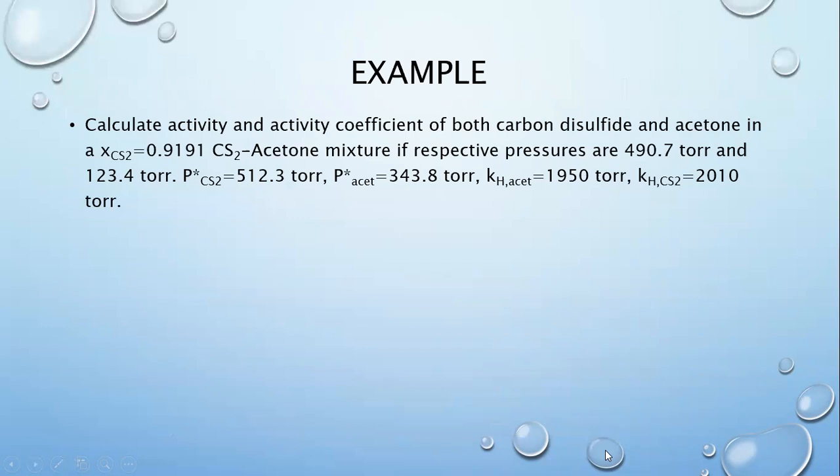So, calculate the activity and activity coefficient of both carbon disulfide and acetone if the mole fraction of carbon disulfide is 0.9191 in the carbon disulfide and acetone mixture, and the respective pressures are 490.7 and 123.4 torr. Then it gives you some P stars and whatnot.